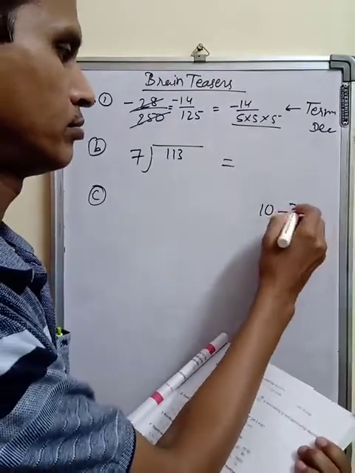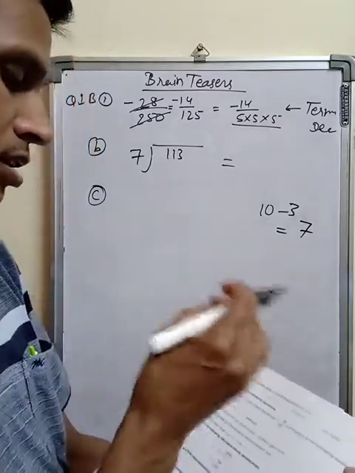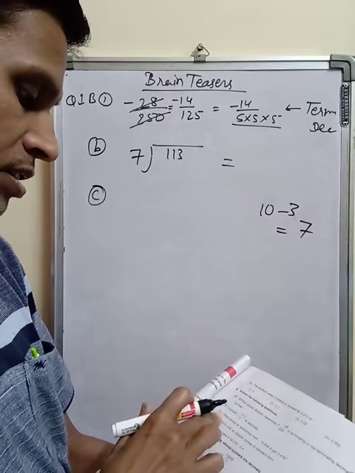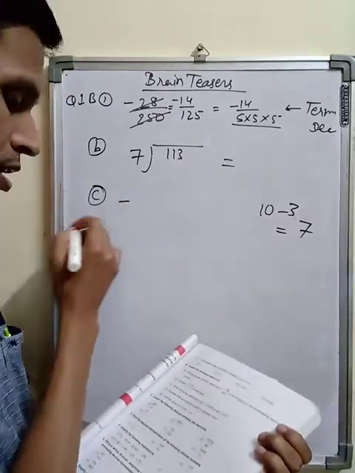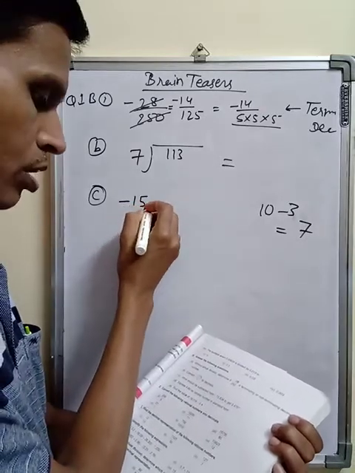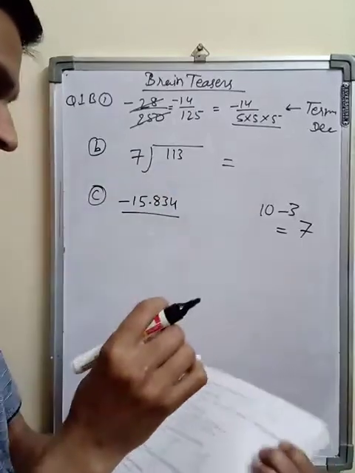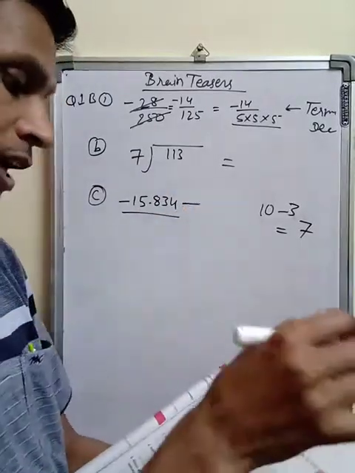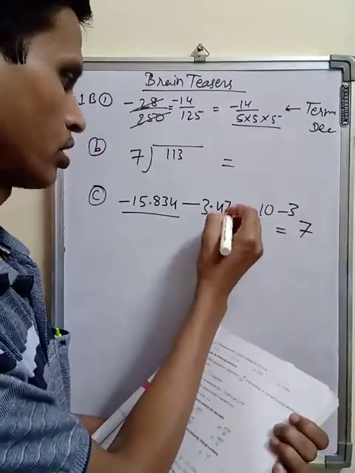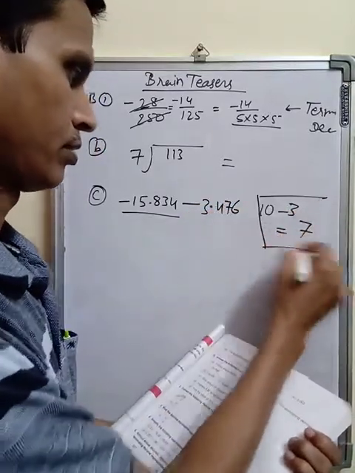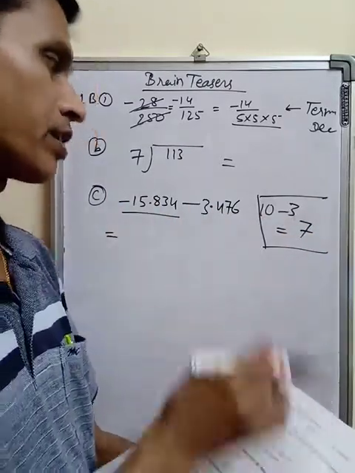Question number C, what should be subtracted from this to get this? So this question, you solve this by 10. What should be subtracted from 10 to get 7? What will be the answer for that question? 10 minus 3 to get 7. So the same question, these wordings we will replace here.